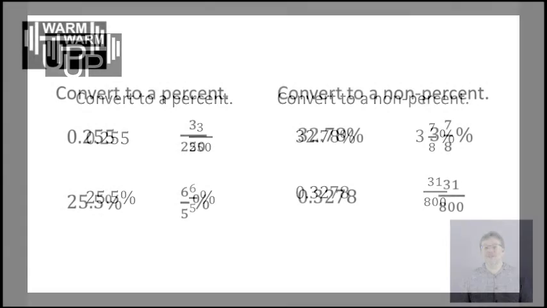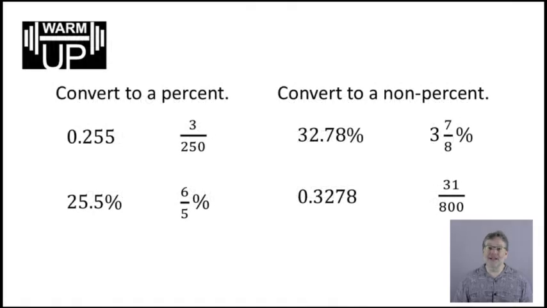Welcome back. Well, this serves as a pretty good review of the techniques and strategies that we talked about in the previous video here. On the left-hand side, we are converting 0.255 to a percent. That means we're multiplying it by 100%. That has the effect of moving the decimal point here 2 spaces to the right, so we have 25.5%.